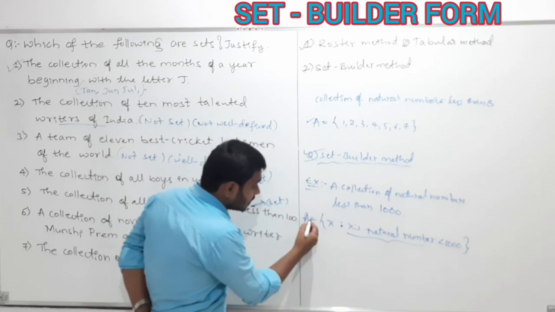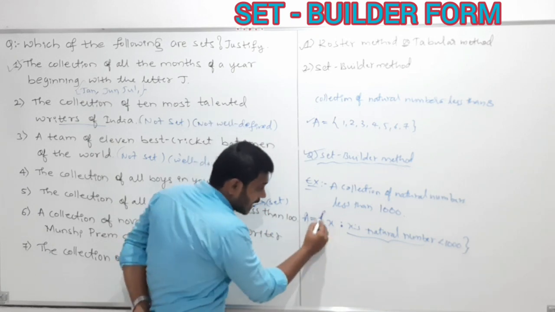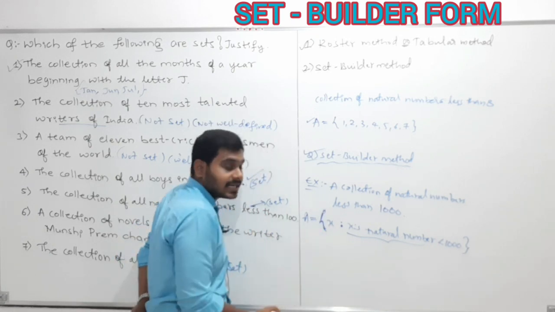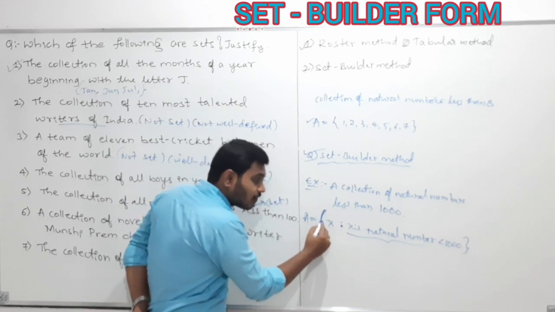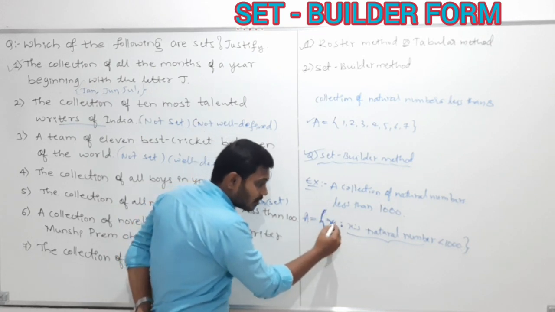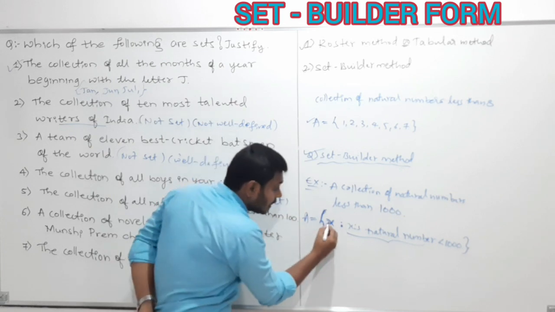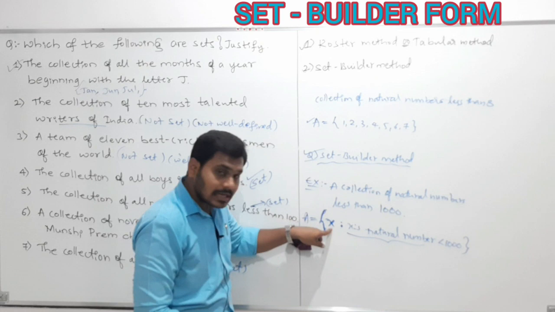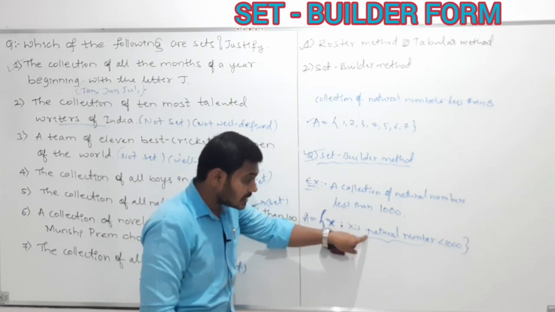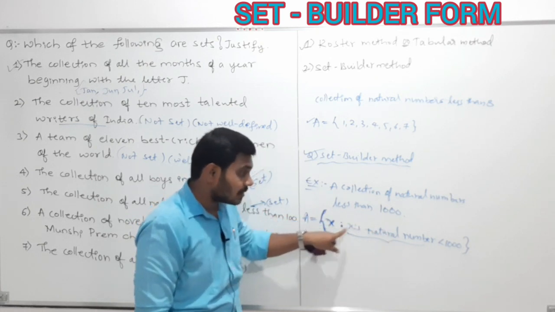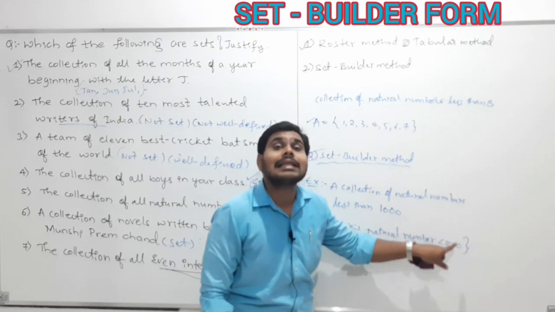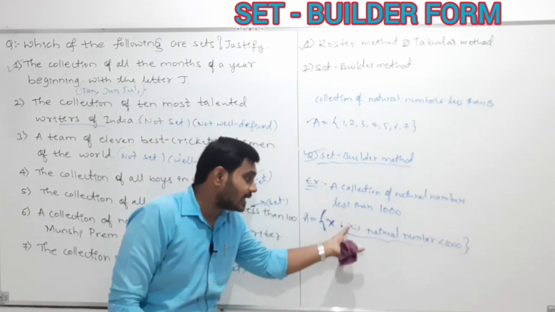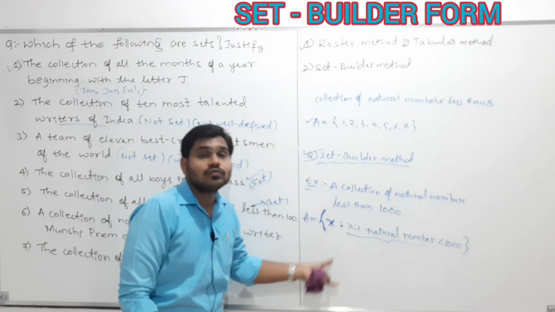So how to read this one, my dear students? This flower bracket indicates that it is the collection of all elements in the form of x. You can take x, y, z, whatever. The elements are such that x is a natural number, and it should be less than 1000. Such numbers will be contained in this set. So like this we should write.